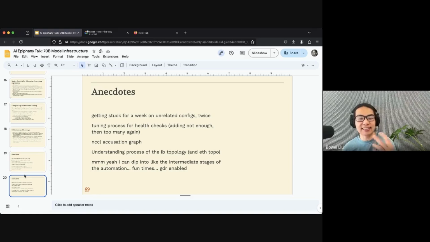We did get stuck for a week on two separate, unrelated configs that we had hard-coded in the environment variables. One time, CUDA_VISIBLE_DEVICES was not set properly, and another time we were literally running off of the wrong architecture and trying to match up the MFU numbers between two obviously different configurations. But at the time we were like, what is going on? We're so confused. We didn't think to check.